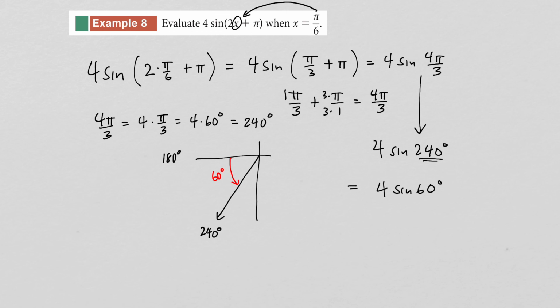However, because the angle is in the third quadrant once again, sine is negative in the third quadrant, so I need to put a negative in front of this. And now I just need to figure out what is the sine of 60 degrees. Well, this is a value that we should have memorized by now, and that is radical 3 over 2. And finally, when you multiply these, you can cancel the 2s and get negative 2 radical 3. So that's one way to do it. Now, there is another way to do it, which I feel is a little bit easier. Let me go ahead and show you that method.